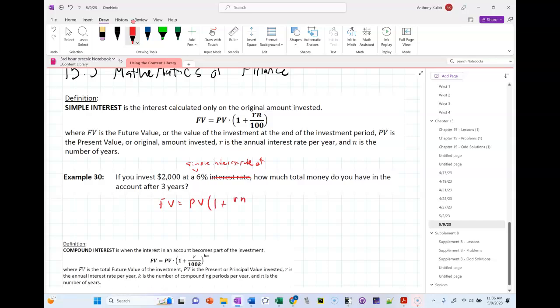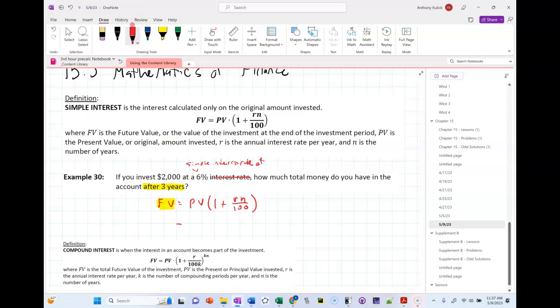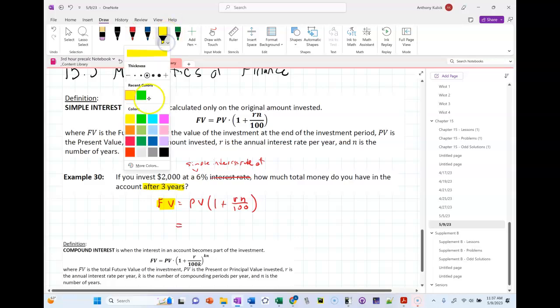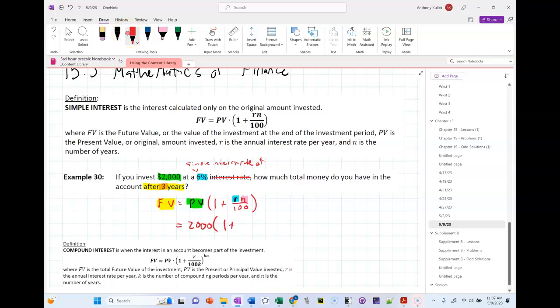So since we know it's simple interest, because it stated it in the problem, we know we're going to be using this equation. What are we going to be solving for? FV, PV, R, or N? FV, how do you know that? After 3 years. Yeah, it's telling us that we want to be looking at what's the thing worth after 3 years. Great. So what's going to go in for the present value? 2,000. Good. What's going to go in for the R? 6. Okay. And what's going to go in for N? The 3. You did say that. So I bang that all through my calculator, and I get 2,360.